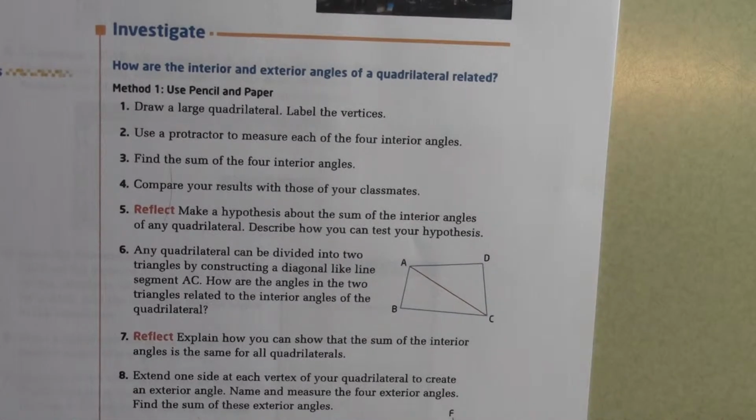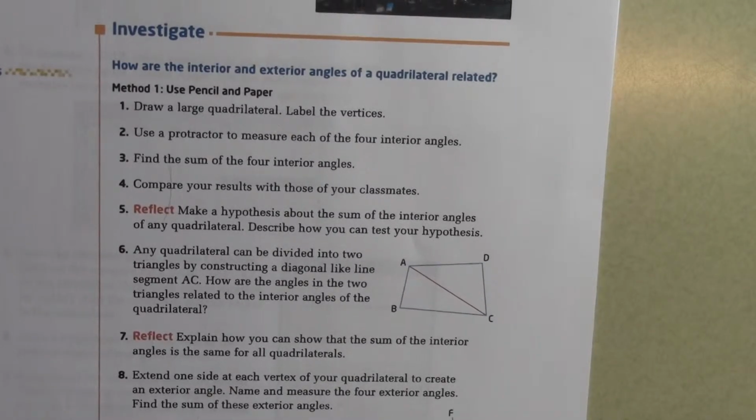Stephen, the sum of your interior angles? 360. Good. And Alvin, you got? For the sum of the interior angles of your quadrilateral? Nice. We're all the same. All right. Perfect. Make a hypothesis about the sum of the interior angles of any quadrilateral.